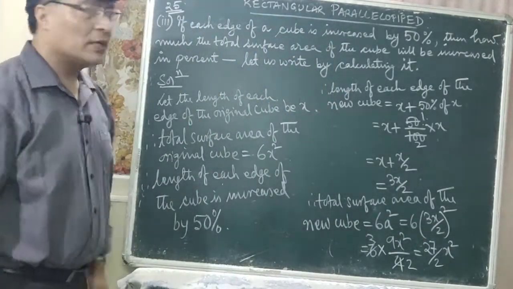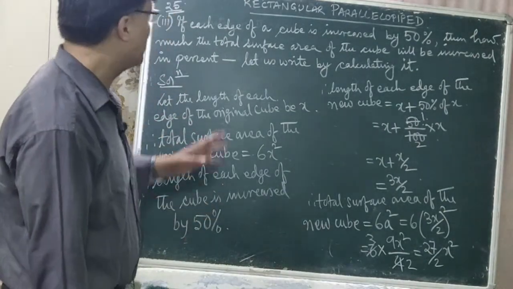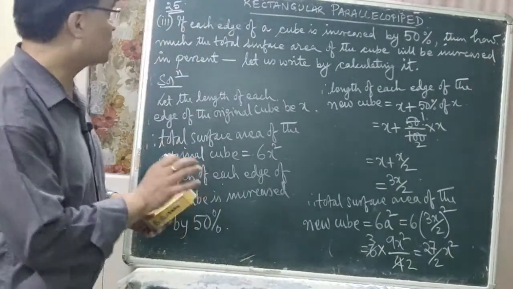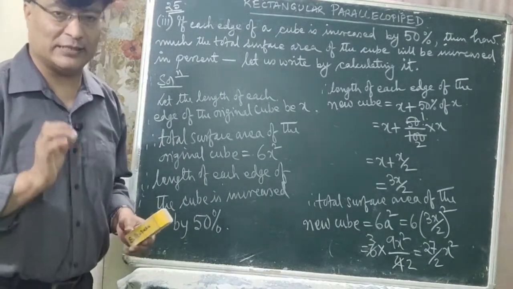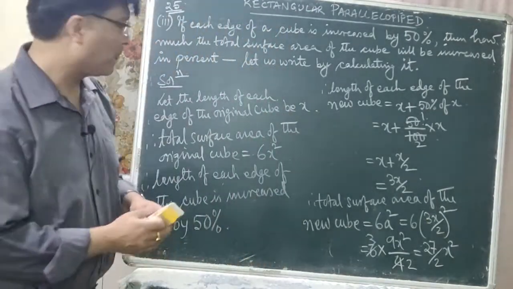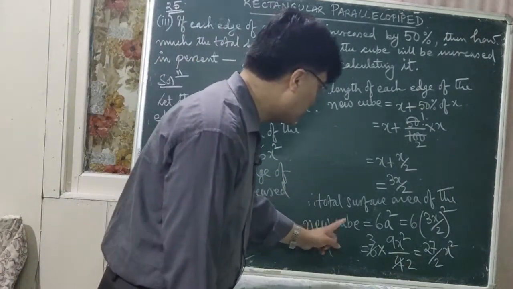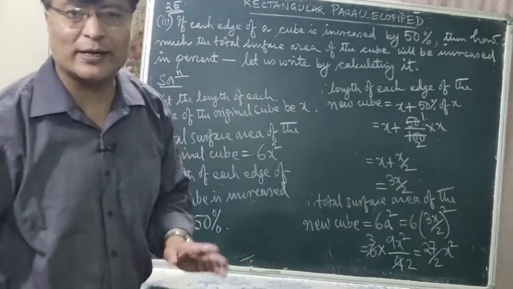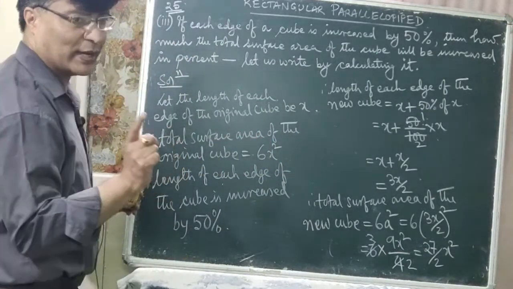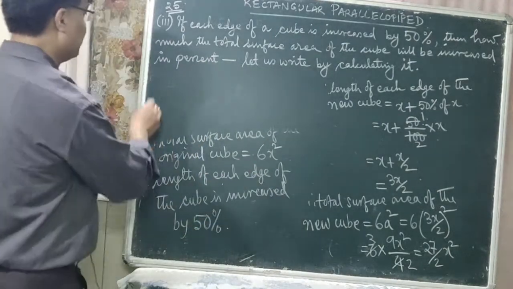Okay? Here what do we have to find out? How much the total surface area of the cube will be increased in percent. You have to find out how much the total surface area of the cube will be increased. It is asking by how many percent the total surface area increased. So what is the total surface area of the original cube? 6x square. But here what is the total surface area of the new cube? 27 by 2x square. By how much did it increase? It is 27 by 2x square minus 6x square. So write down increase in total surface area. First find out by how much it increased.